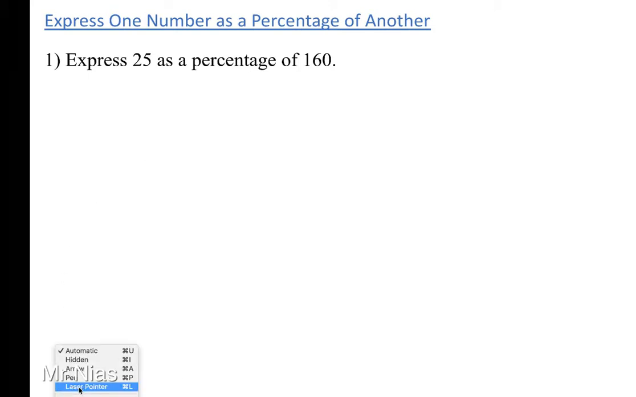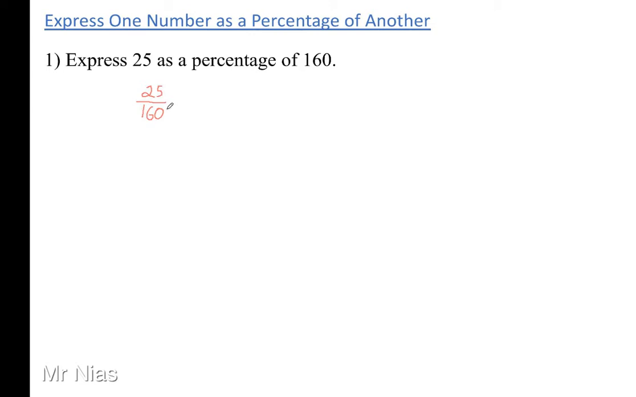Anyway, expressing one number as a percentage of another is really quite a simple process. We've got a first question here: express 25 as a percentage of 160. The first thing I've got to do is turn on our little pen down here. Let's get on to red. First thing I want to show is a proportion. So out of 160, we've got 25 out of 160. We just set it up as a fraction.